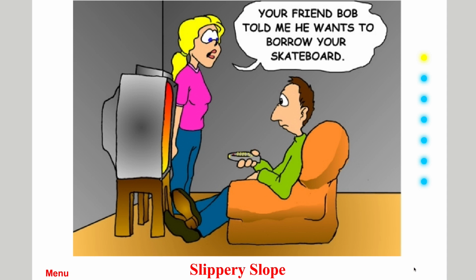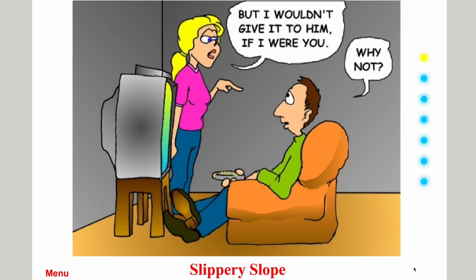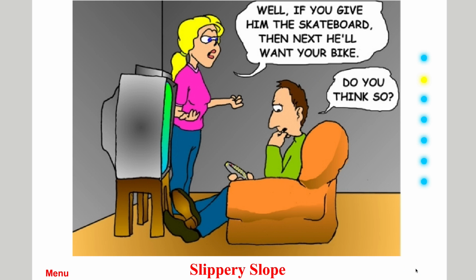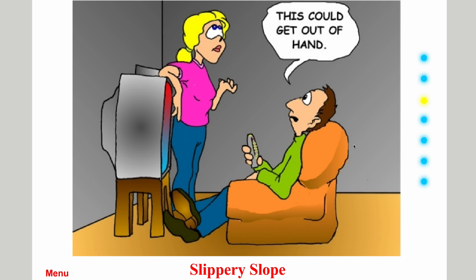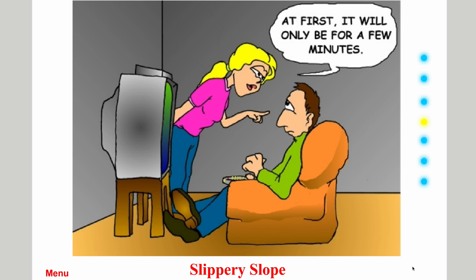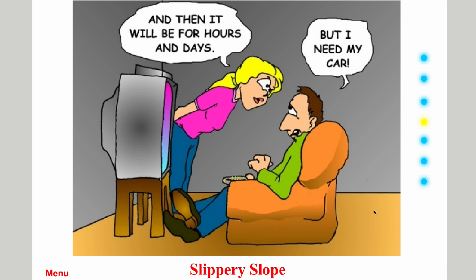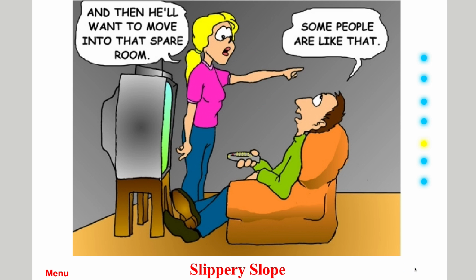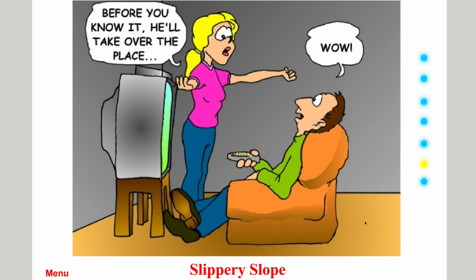Your friend Bob told me he wants to borrow your skateboard. Why not? But I wouldn't give it to him if I were you. Why not? Well, if you give him the skateboard, the next he'll want your bike. Do you think so? This could get out of hand. And then he'll want your car. At first, it'll be only for a few minutes, and then it'll be for hours and days, but I need my car. And then he'll want to move into the spare room. Some people are like that. Before you know it, he'll take over the place.